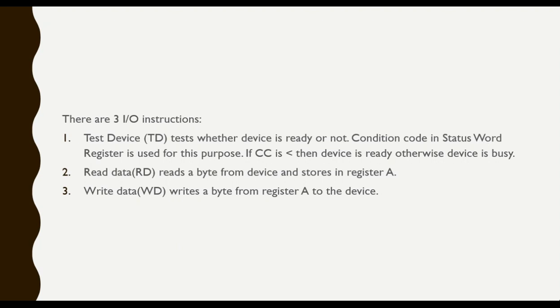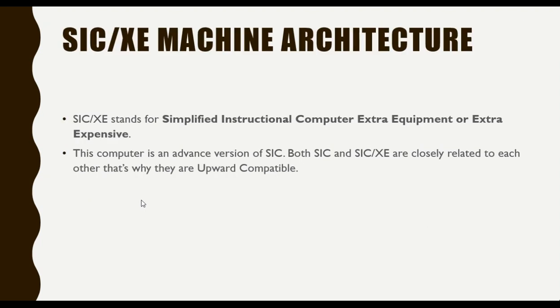So what is the status of the system? If the system is ready, then it will transfer the data. Read data reads a byte from the device and stores it in register A. Write data writes a byte from register A to the device. So the accumulator is used for temporary storage. Read to get the data, write to put the data.